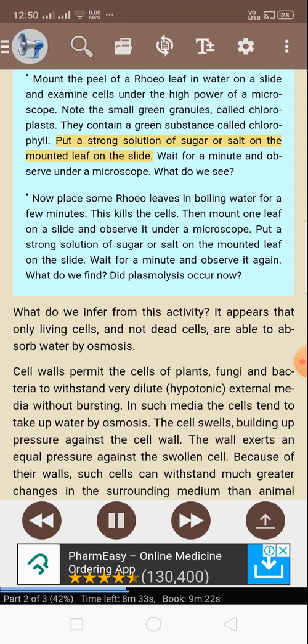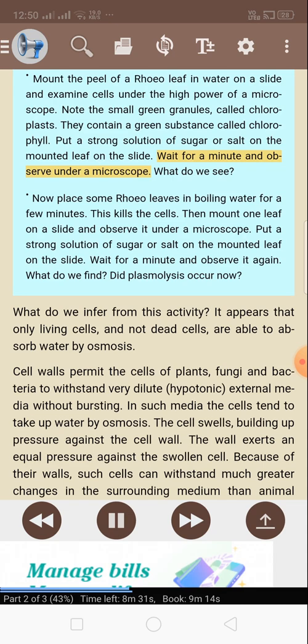Put a strong solution of sugar or salt on the mounted leaf on the slide. Wait for a minute and observe under a microscope. What do we see? Now place some Rhoeo leaves in boiling water for a few minutes. This kills the cells. Then mount one leaf on a slide and observe it under a microscope. Put a strong solution of sugar or salt on the mounted leaf on the slide. Wait for a minute and observe it again. What do we find? Did plasmolysis occur now? What do we infer from this activity? It appears that only living cells and not dead cells are able to absorb water by osmosis.